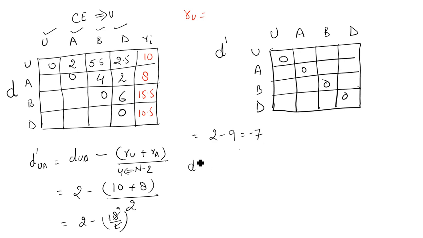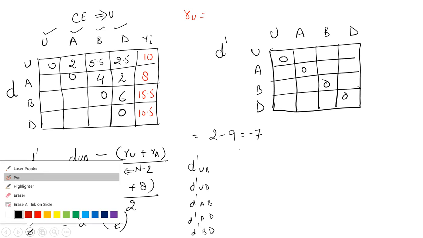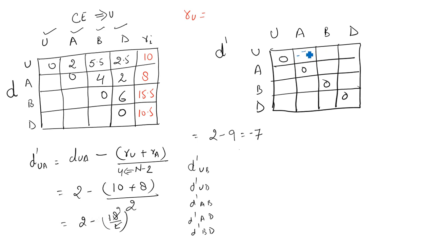Likewise you need to calculate D dash UB, D dash UD, D dash AB, D dash AD, D dash BD. So you have to calculate all these 6 values. Let me fill this value. This value is minus 7. Now just pause the video and calculate all the values like D dash UB, UD, AB, AD and BD. If you have any doubt, just go back to the starting part of the video. You will get the idea how we are calculating this. So I am writing these values here.